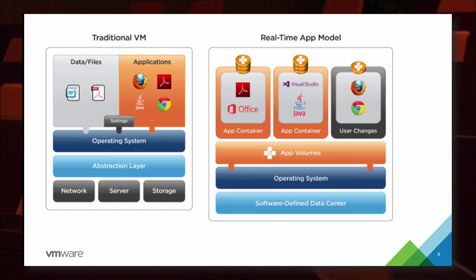So let's take a step back for those of you that aren't already familiar with AppVolumes. Inside of a traditional model over here on the left-hand side, we've got our network, we've got our server, we've got our storage. Right here is our ESXi, so we've got VMware living here. And then we've got our operating system, which in most cases, in this instance, would be Windows. And then you've got your data and your files and things the users are creating. And then you've got the applications that are installed on that system. So the application is actually installed directly on the system, and the data and the files live directly on the system as well.